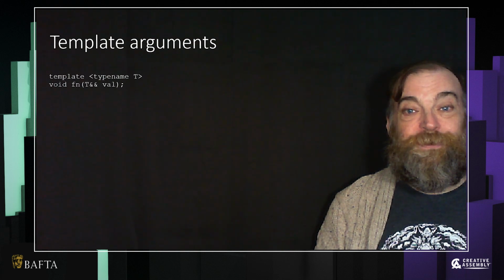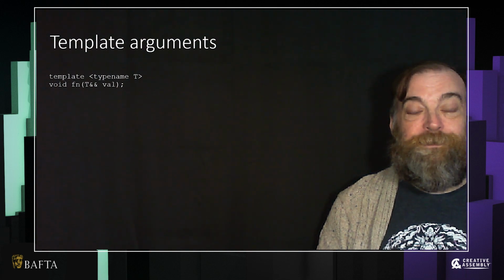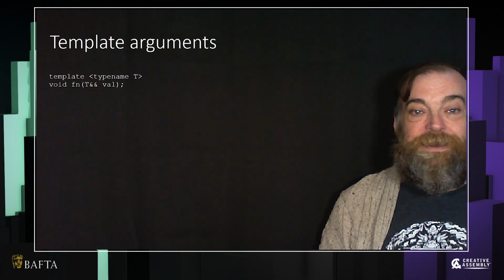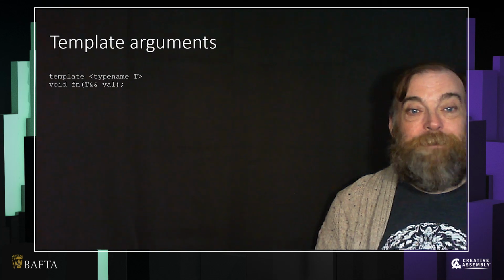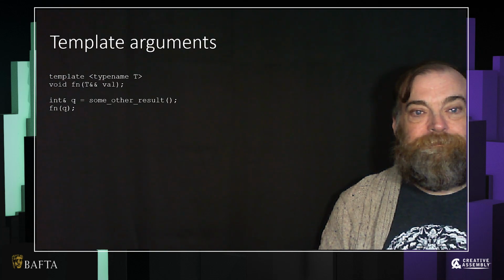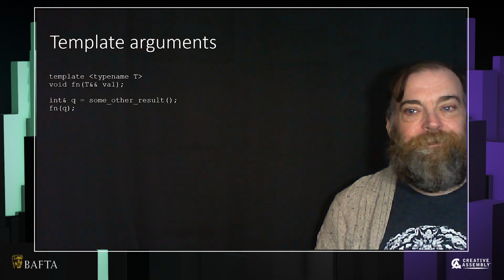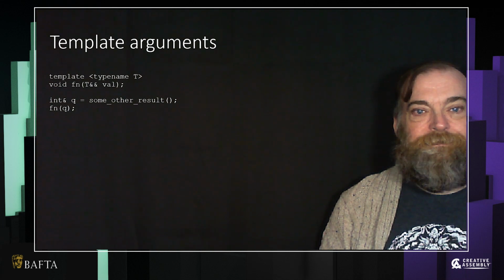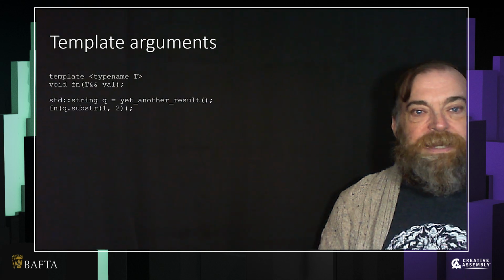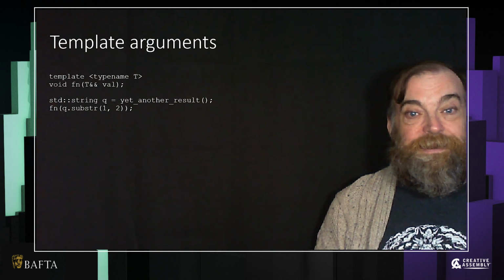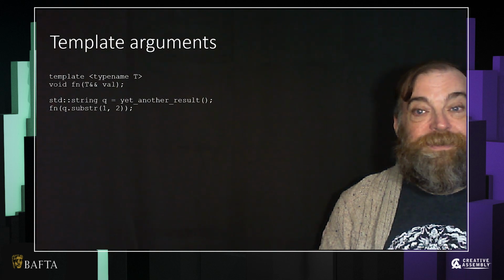So let's return to our original question. What happens when you pass something to a function which accepts arguments by R value reference? Well, the answer is that if the argument is an R value, then the resulting type becomes an R value reference. Otherwise, it becomes an L value reference. So let's take a look. Is Q an R value? It is not. Val becomes an L value reference to int. Is Q.subst12 an R value? It is. Val becomes an R value reference to std string.